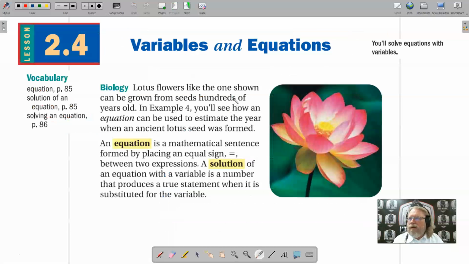All right. So that's all I have for lesson 2.4, variables and equations, where we solved equations with variables.